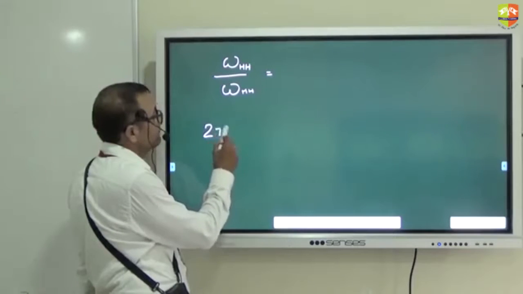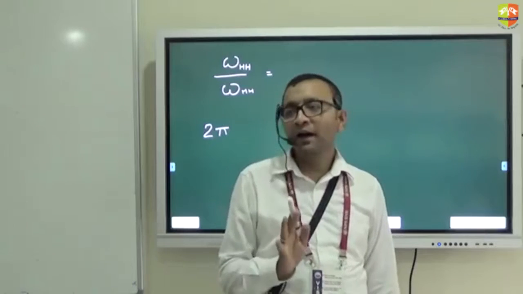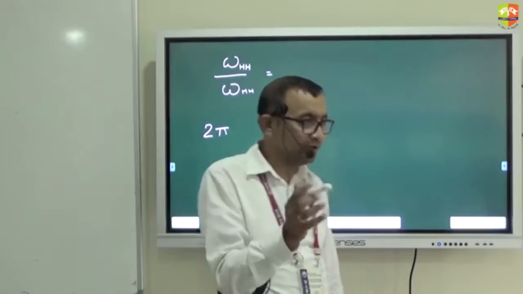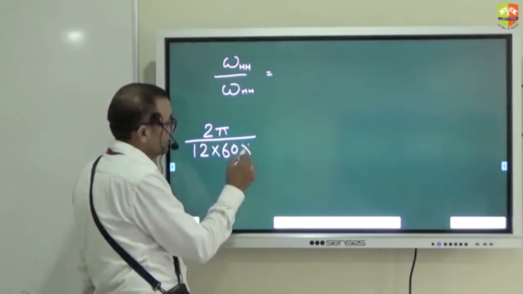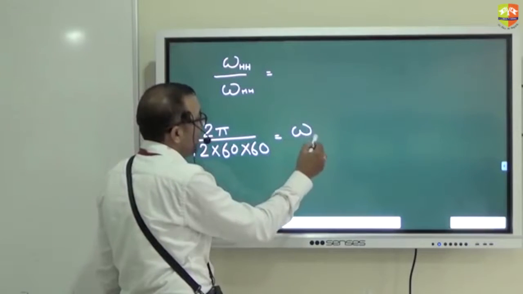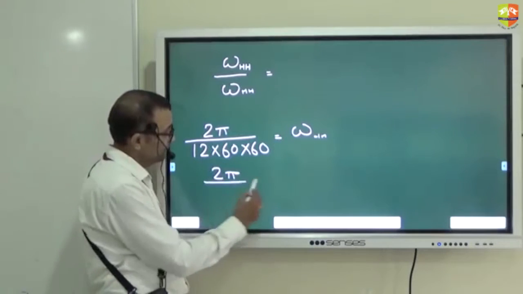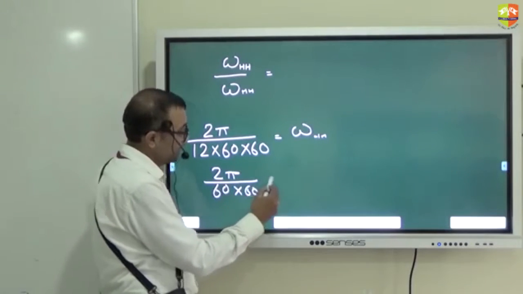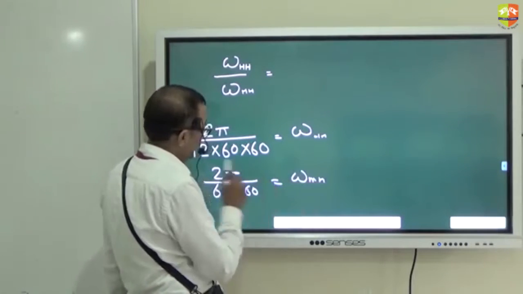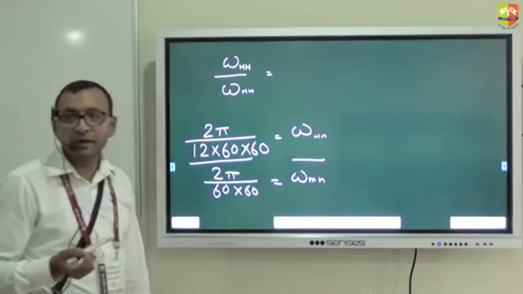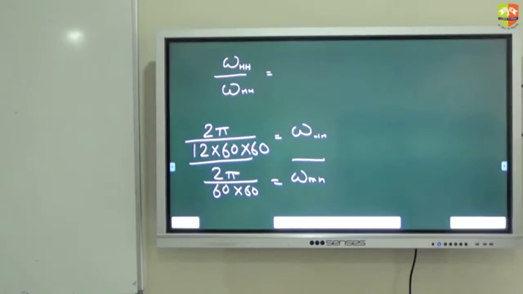2 pi, one full revolution is 2 pi radians. Hour hand takes how much time to complete one full circle? 12 hours, 60 minutes, 60 seconds. This is the angular velocity of the hour hand. Minute hand takes how much time? 60 minutes, 60 seconds, 1 hour. When you divide it, you'll get 1 by 12. Okay? So here is your another chance.